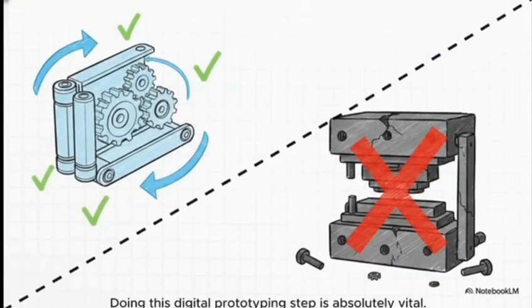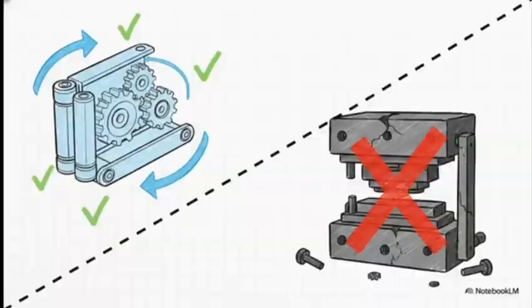Doing this digital prototyping step is absolutely vital. It allows the designers to test how moving parts, specifically that tricky top folding hinge mechanism, will actually interact in real life. They can check for clearances, ensure the parts won't awkwardly collide when folded flat, and verify the structural integrity of the lanyard loop itself. Doing all of this digitally saves a ton of money by preventing you from wasting your production budget on flawed, useless physical molds.